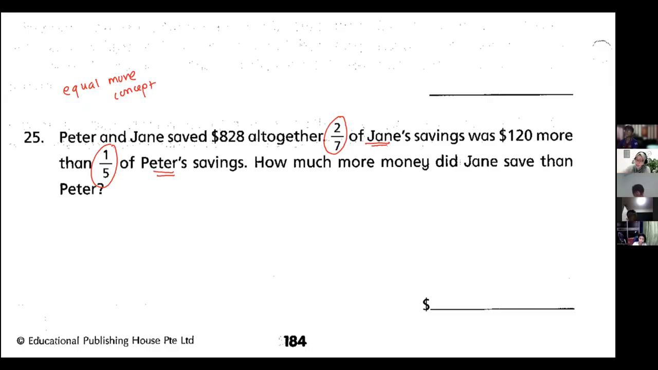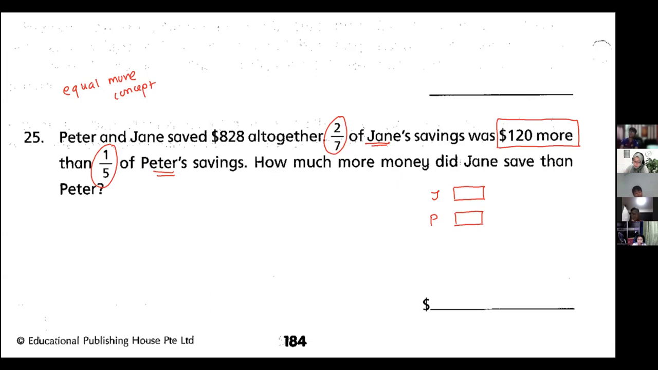Okay. However, there is this "more" involved. Now I want you all to think about it. If I say that Jane has more than Peter, the model will look like this. Jane and Peter have the same amount actually, but Jane has extra. Can you see or not? Jane has this 120 extra. So if I were to get rid of this 120, it is the same. Can you see or not?